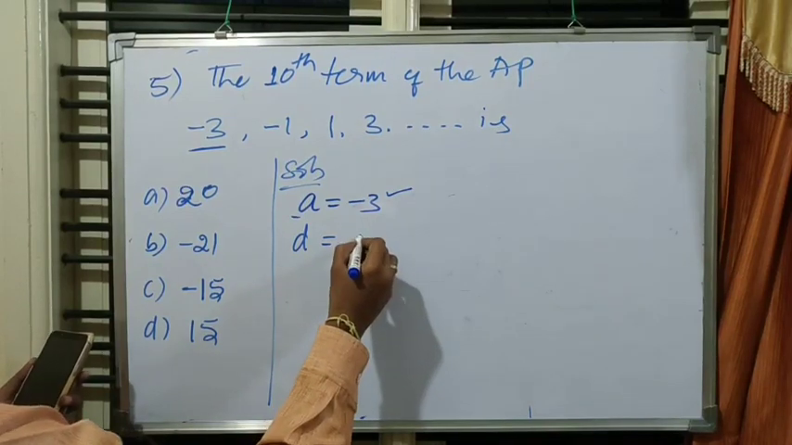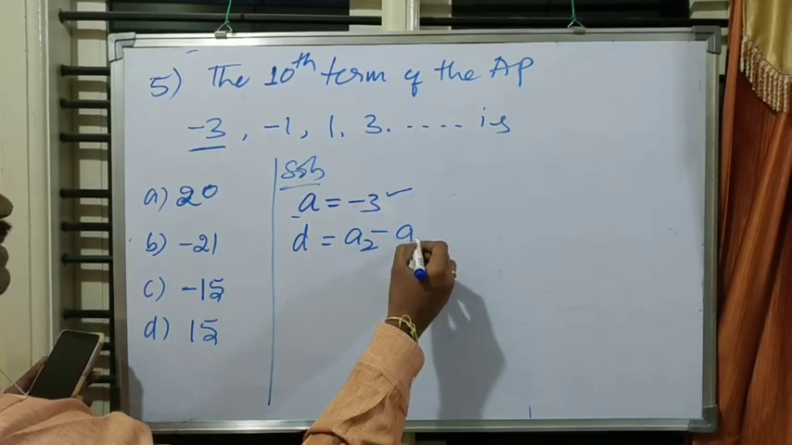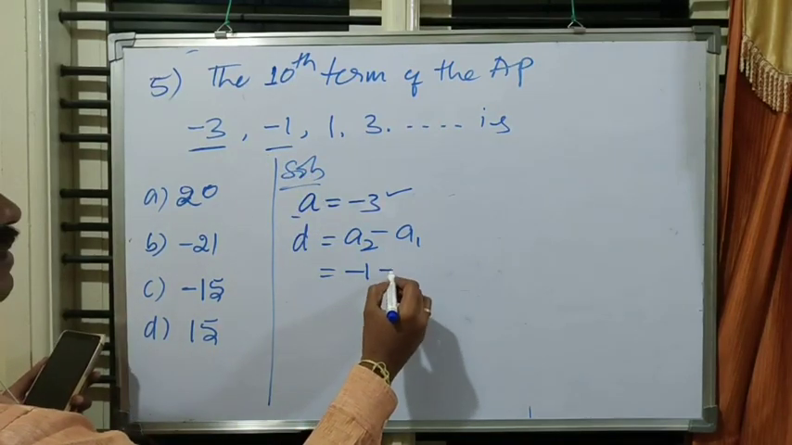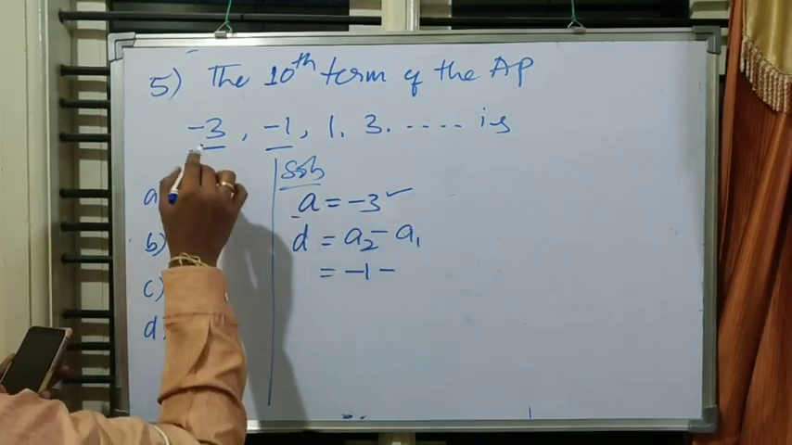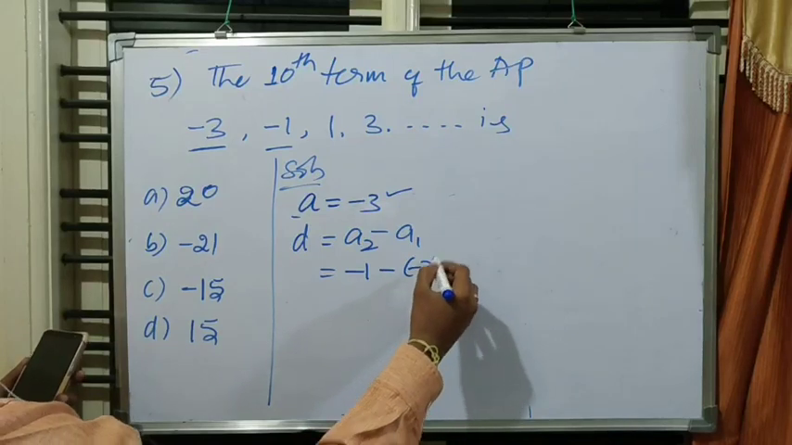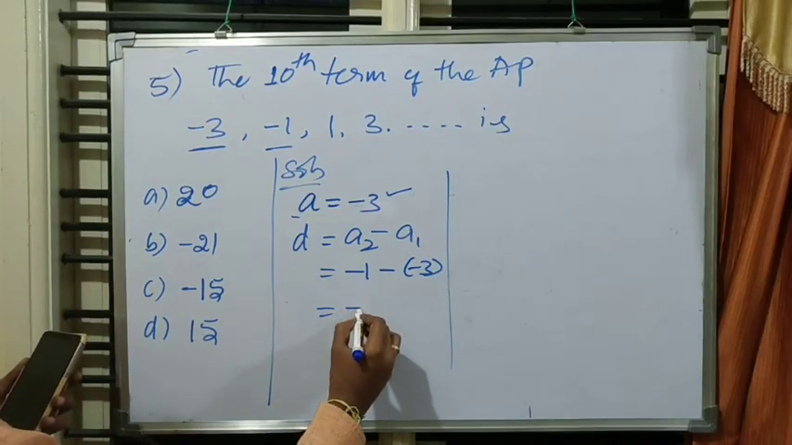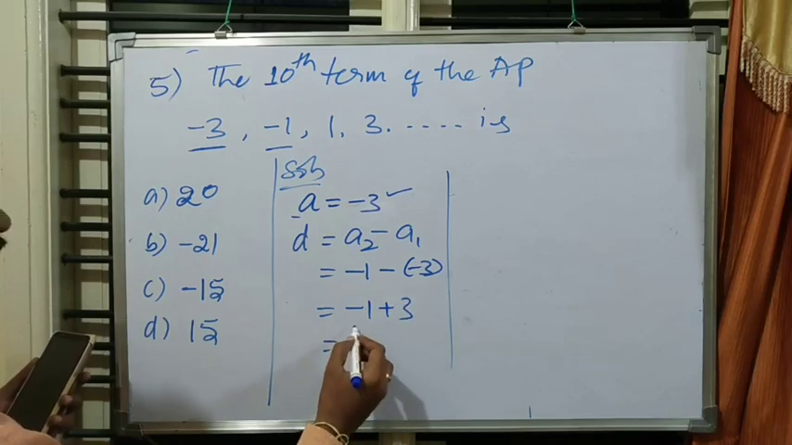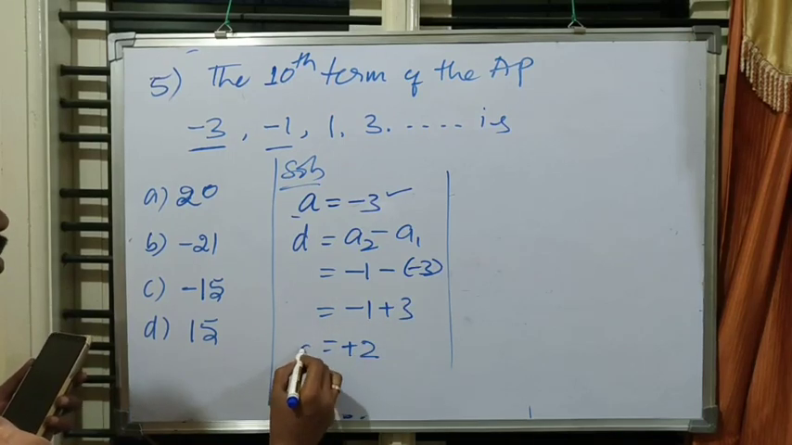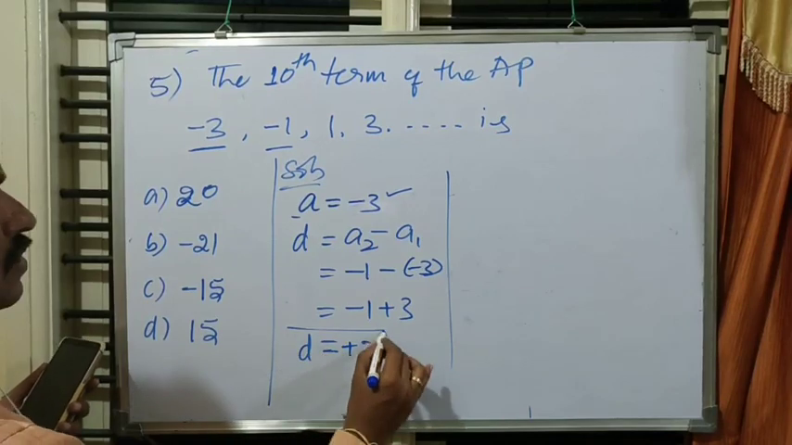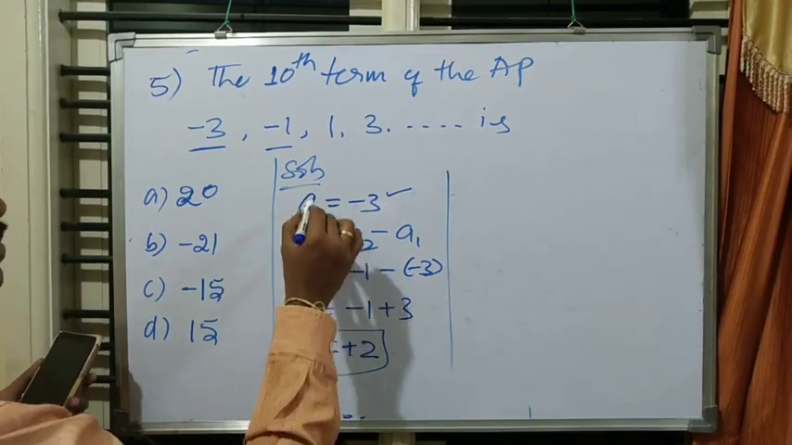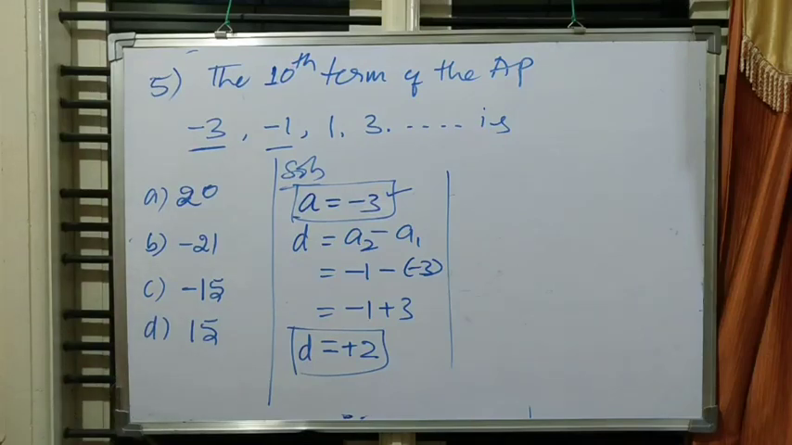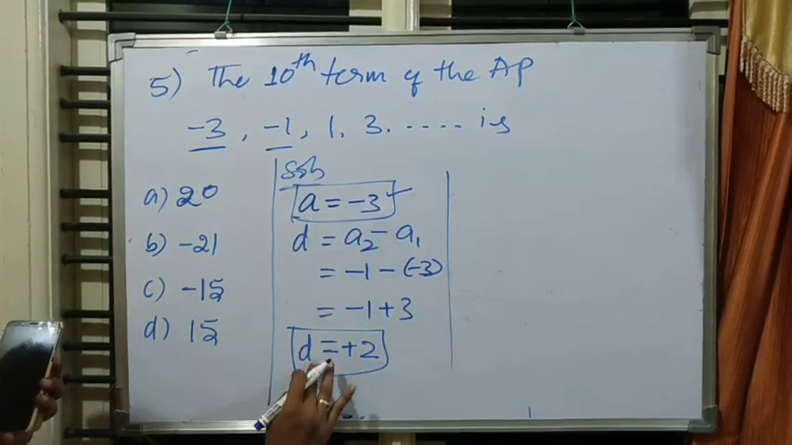For the d value we know the formula is a2 minus a1. Here a2 is -1, and a1 is minus of -3. Okay, so do it fast. -1 minus into minus, plus 3, that is 3 minus 1, which is +2. You should do this calculation quickly because it is an MCQ question. Don't take much time. So like this, a is equal to -3, d is equal to +2.